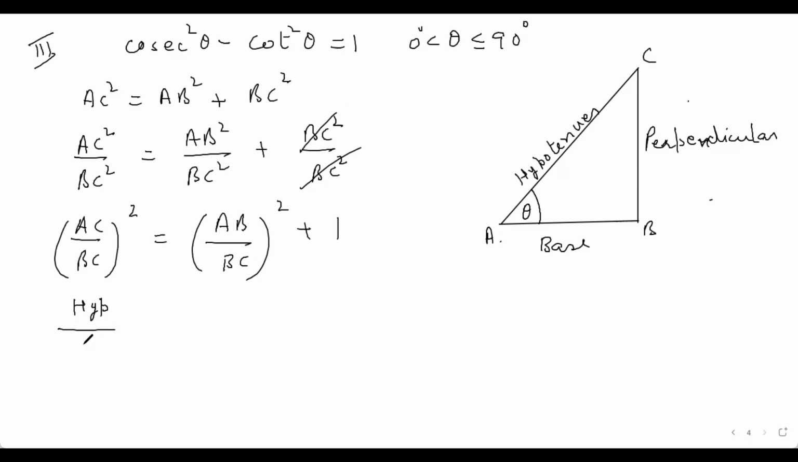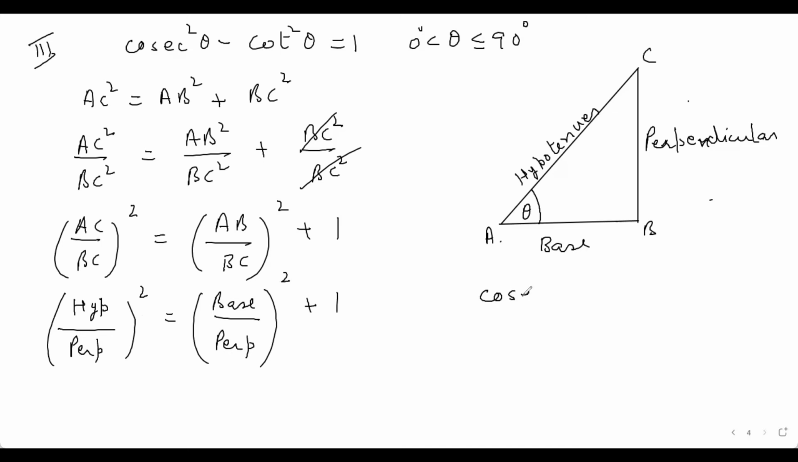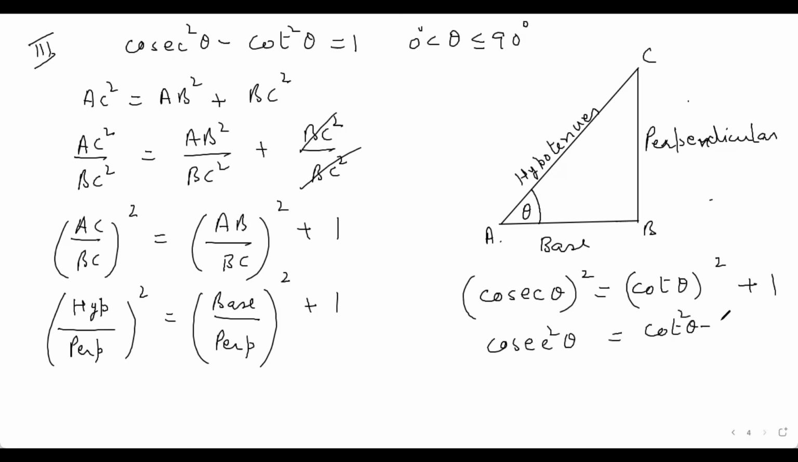And what is BC? BC is perpendicular whole square is equal to what is AB? AB is base. What is BC? BC is perpendicular whole square plus 1. Now hypotenuse by perpendicular is cosec theta whole square is equal to base by perpendicular, that is cot theta whole square plus 1. So this is cosec square theta is equal to cot square theta plus 1.